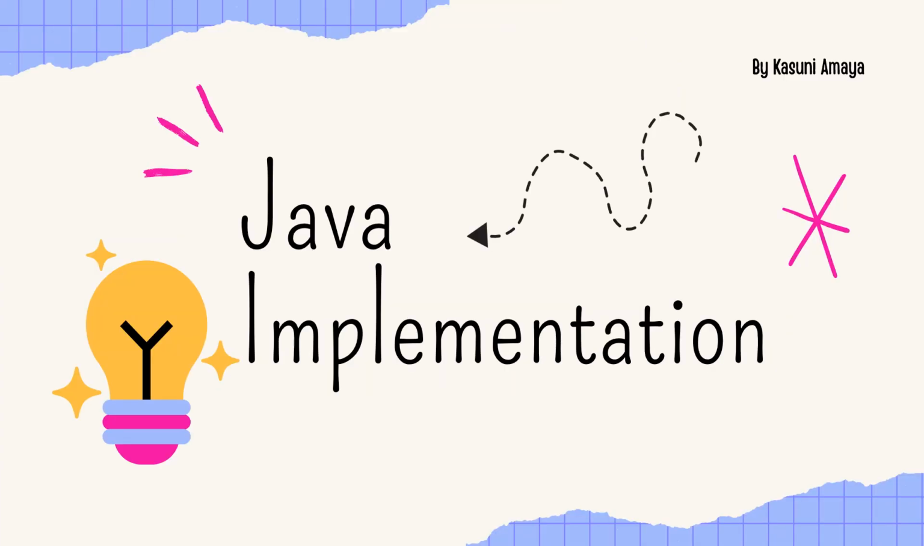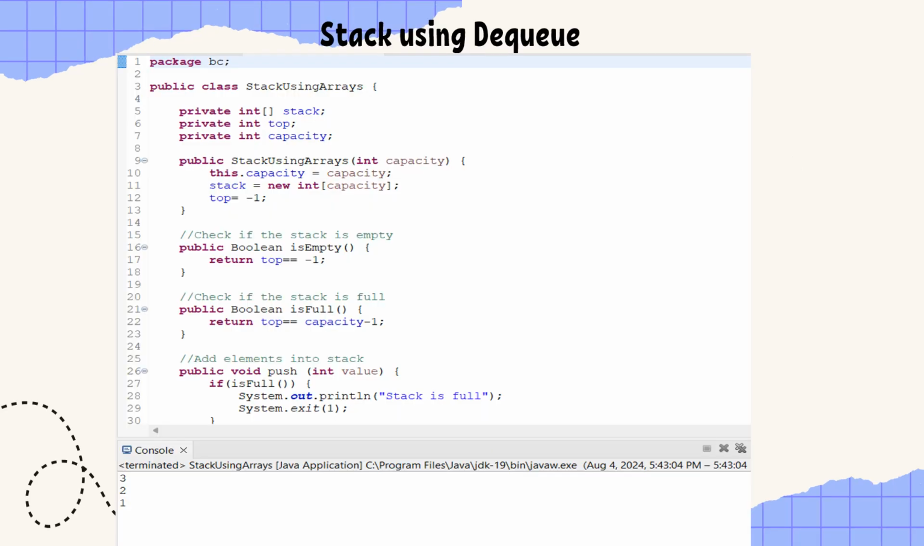Now we are going to learn about the Java implementation of stacks. Let's get started. Here I have shown how to implement a stack using a deque. I know all of you can learn Java. I have coded this using Eclipse. In this code I have included checking if the stack is empty, checking if the stack is full, and adding elements into the stack, that means push operations. By studying this code you can get a simple idea of how to implement a stack.